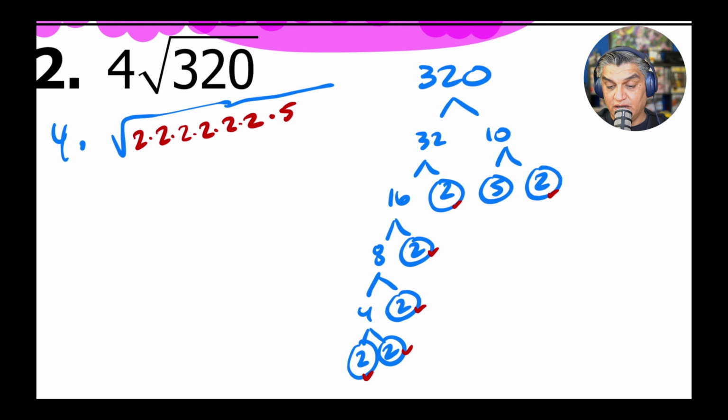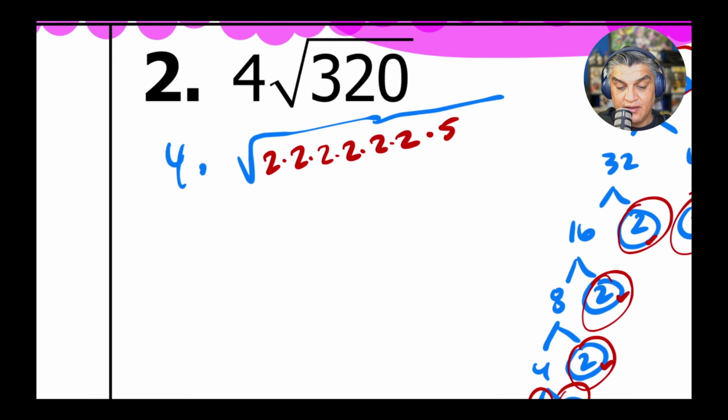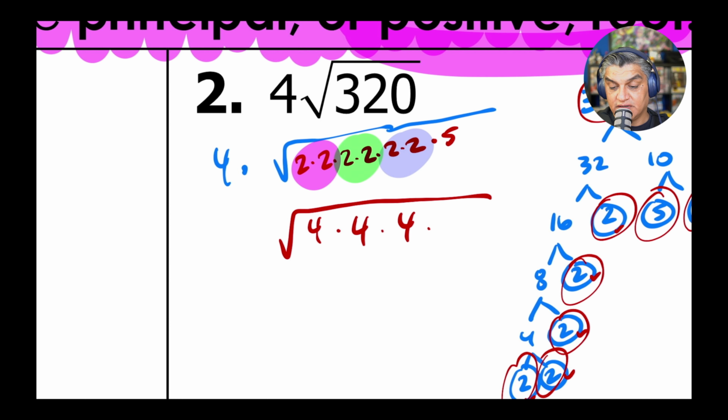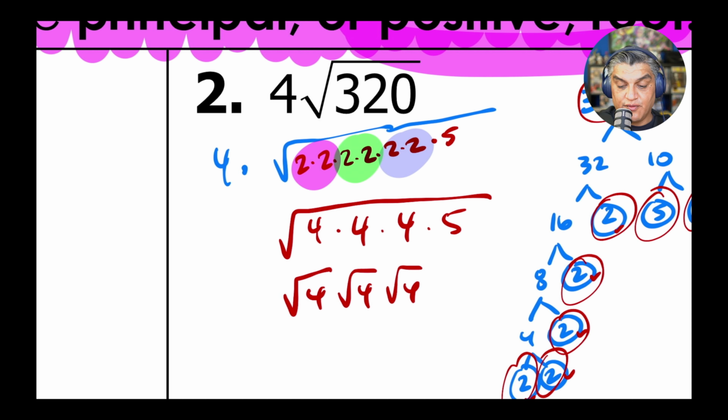You guys see that? So I just broke down 320 into its prime factors. 2 times 2 times 2 times 2 times 2 times 2 times 5. If I look here, this is a square root. So what I'm going to do is pair up those two, then pair up those two, then pair up those two. You guys see what I did there? And so this becomes square root of 4 times 4 times 4 times 5. And I can separate them: square root of 4 times square root of 4 times square root of 4 times square root of 5.